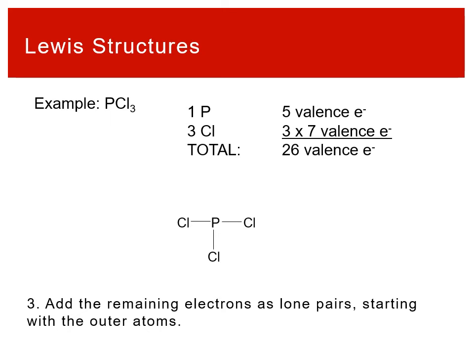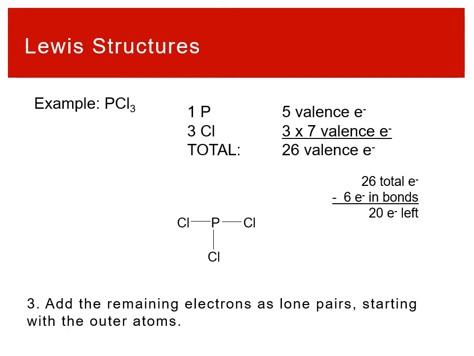So now what I want to do is add more electrons as lone pairs, starting with the outer atoms. I want to figure out how many electrons those outer atoms need until they hit an octet, until they end up with 8 total electrons. So the first thing is I've got to figure out how many electrons I have left. We said this was an accounting practice.